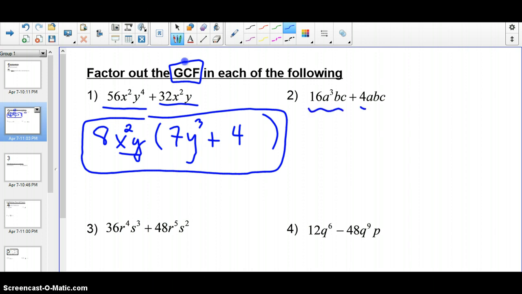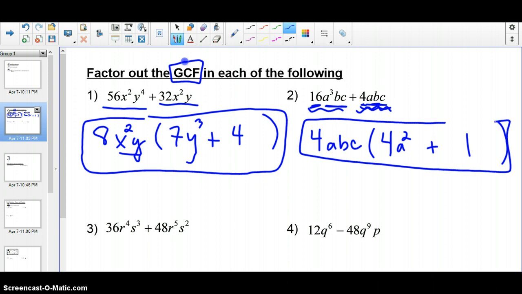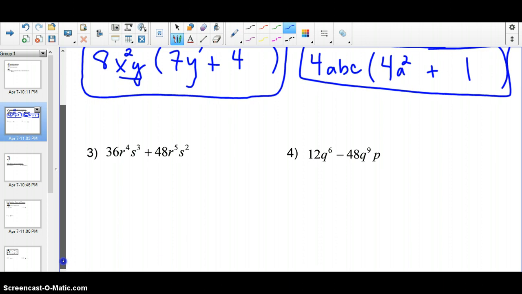Okay, second one, you're looking for a greatest common factor again. If you just look at the 16 and the 4, you can know that 4 will divide evenly into both of those terms. And then if you look at the variables, a, b, c will divide evenly into each of those two terms. When you divide the first term by 4a, b, c, you'll be left with 4a squared, and then bc will just cancel. So you're just left with 4a squared. When you divide the second term, 4abc by 4abc, you're left with 1. Make sure you don't forget that you are left with 1 when you have those scenarios, because a lot of you just want to write nothing there.